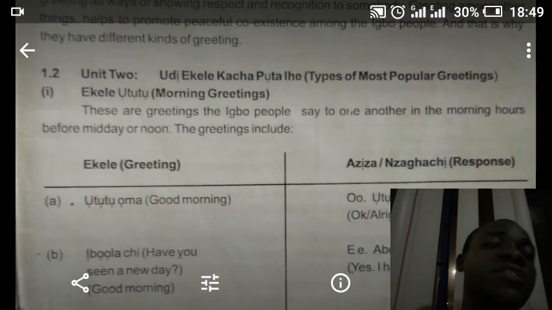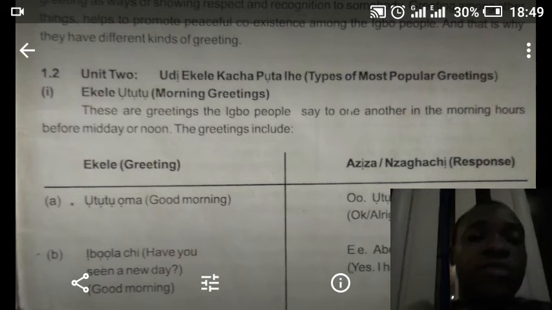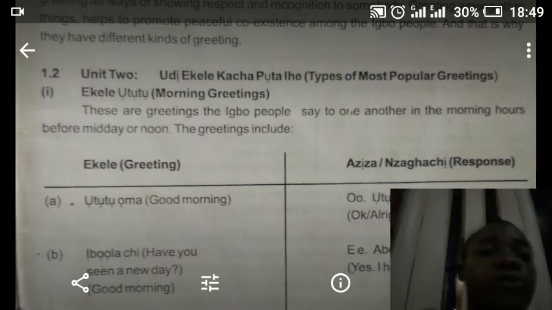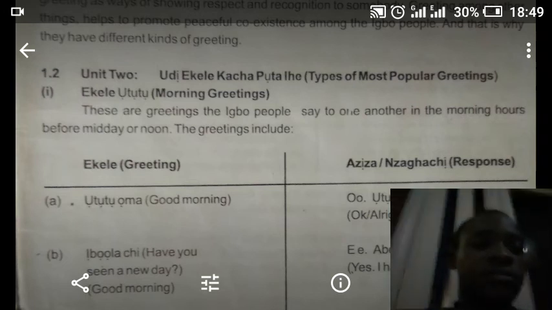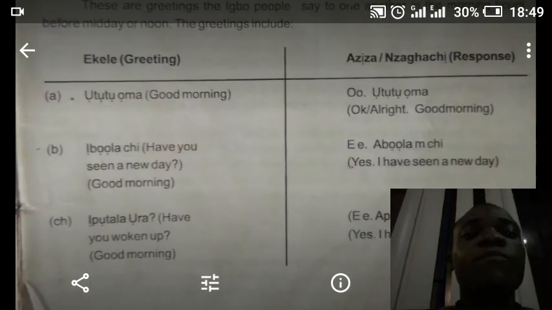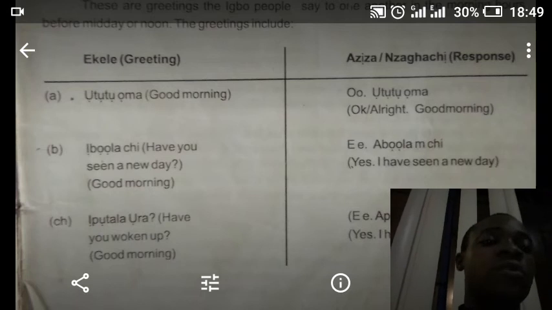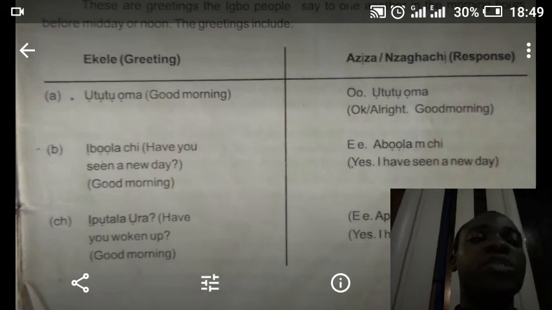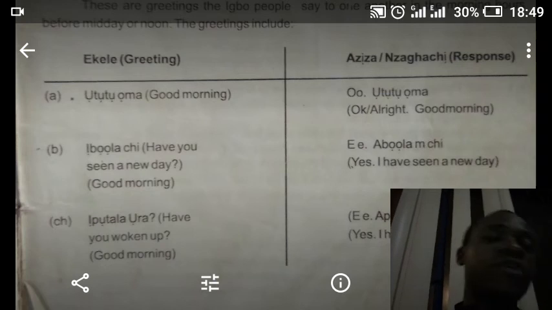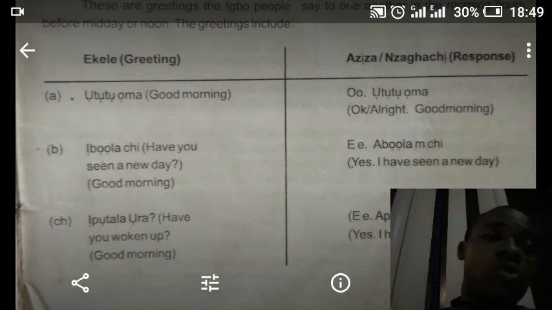This is the greeting that Igbo people make or express to one another during the morning hours. Now look at it: ekele, which is greeting. Then you look at aziza, or nzahachi, which is response. That is the response you give in Igbo when somebody greets you. That's why you see greeting and response there.